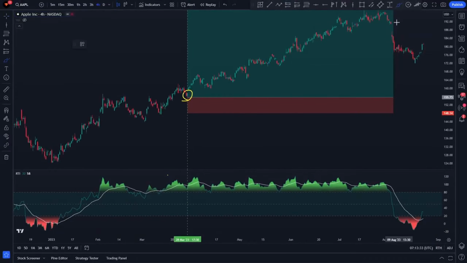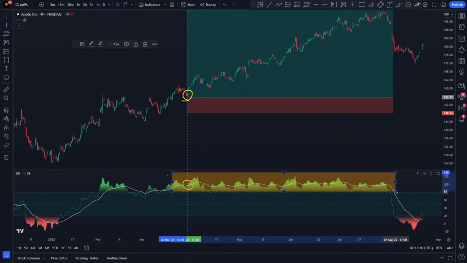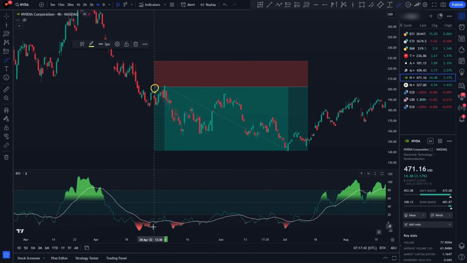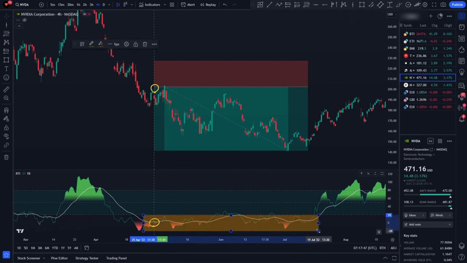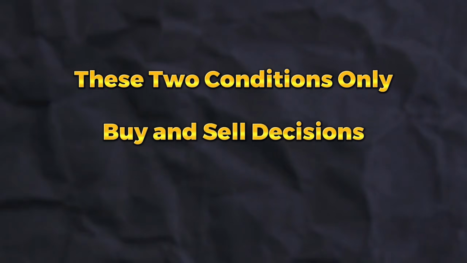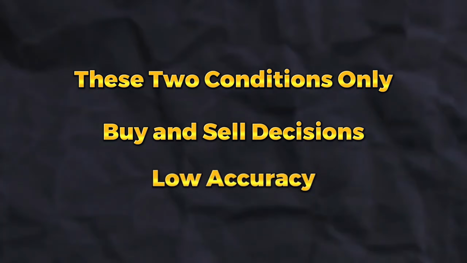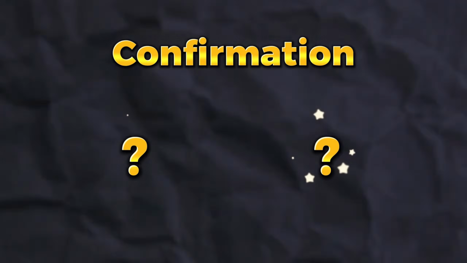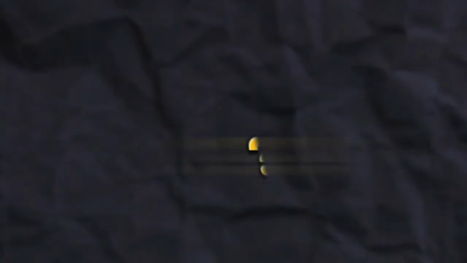So, how to use RTI to make profit? The strategy based on RTI is pretty simple. When RTI crosses over its moving average, and also in the overbought zone, it's a buy signal. When RTI crosses under its moving average, and also in the oversold zone, it's a sell signal. But if we only use these conditions to make buy and sell decisions, we will end up with low accuracy. So, let me introduce the next two indicators to do confirmation.